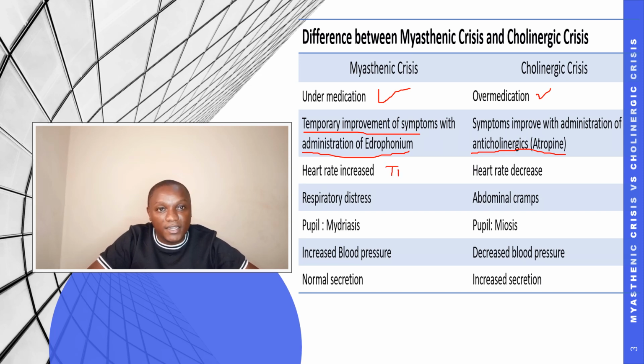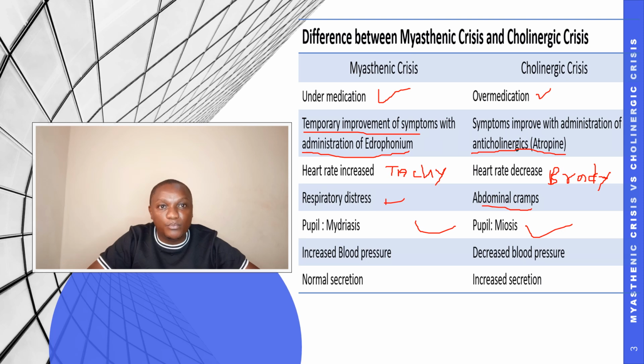Heart rate will be increased in myasthenic crisis, but decreased in cholinergic crisis. There will be respiratory distress in myasthenic crisis, and in cholinergic crisis you could have abdominal cramps. Pupils dilate in myasthenic crisis, which is known as mydriasis, that is pupil dilatation. But in cholinergic crisis, pupils constrict. What we say is miosis, pupil constriction. That is very important to note.